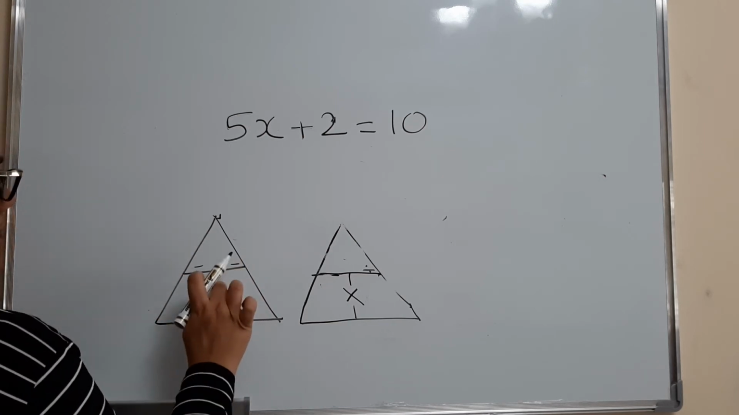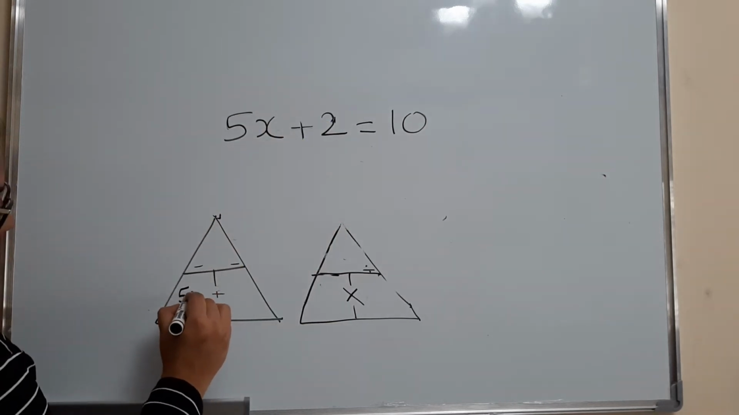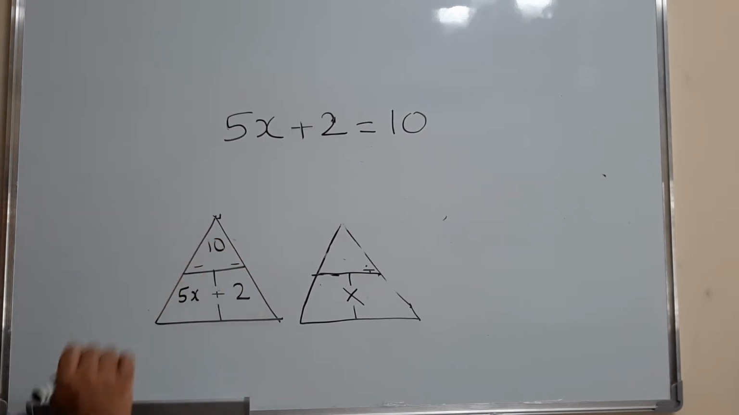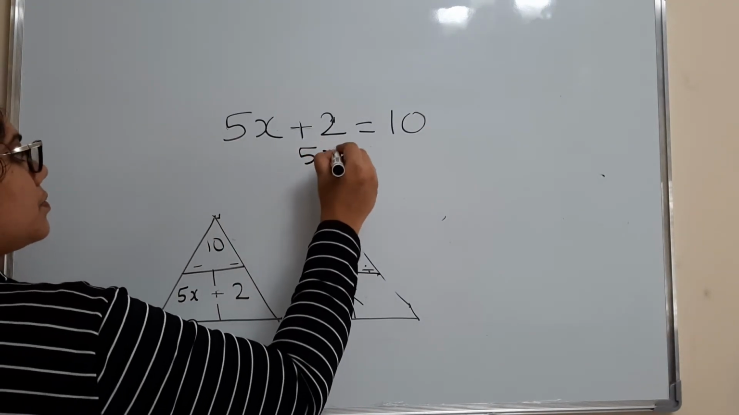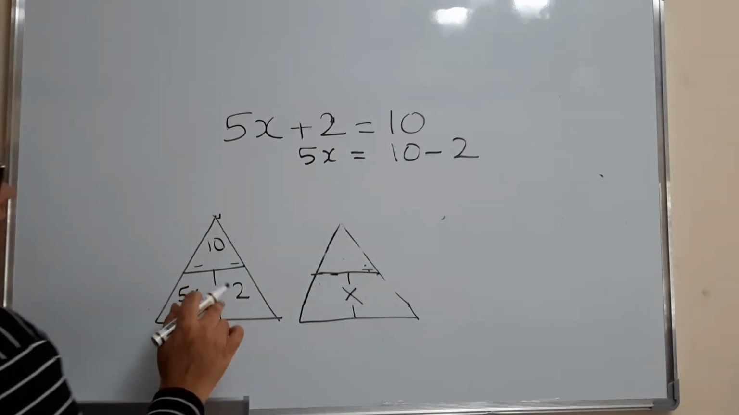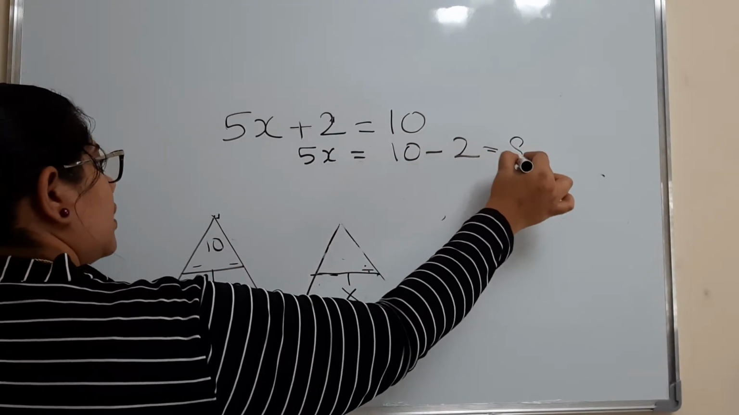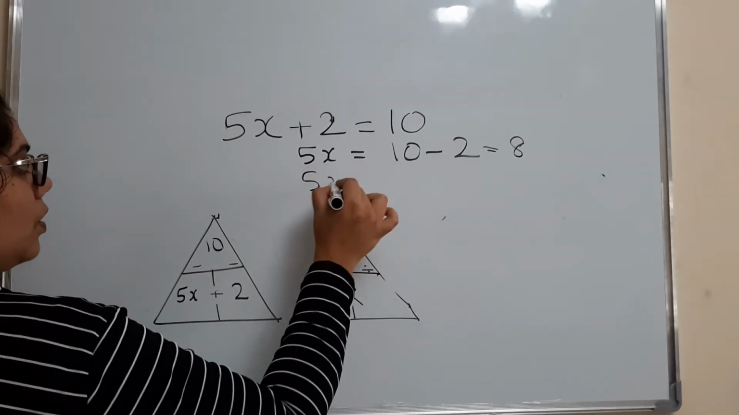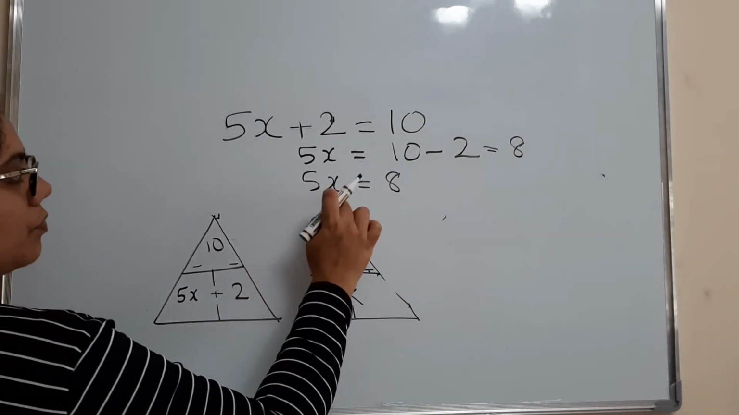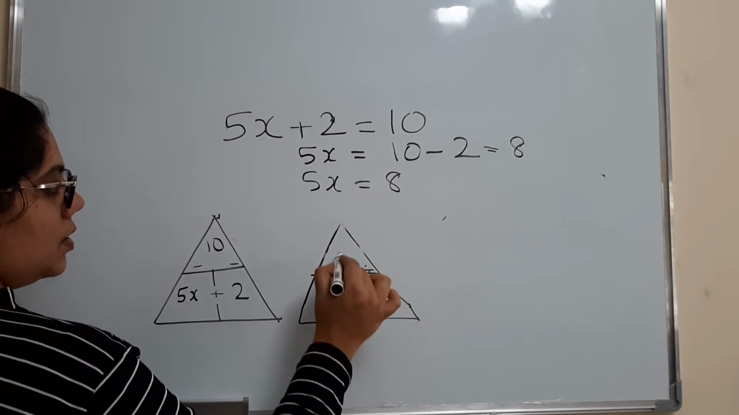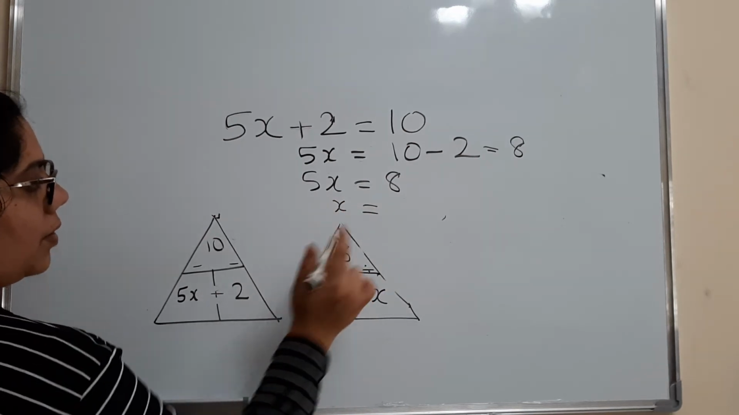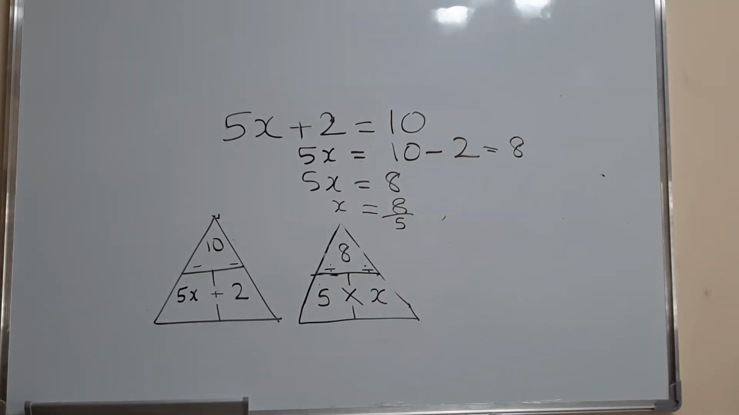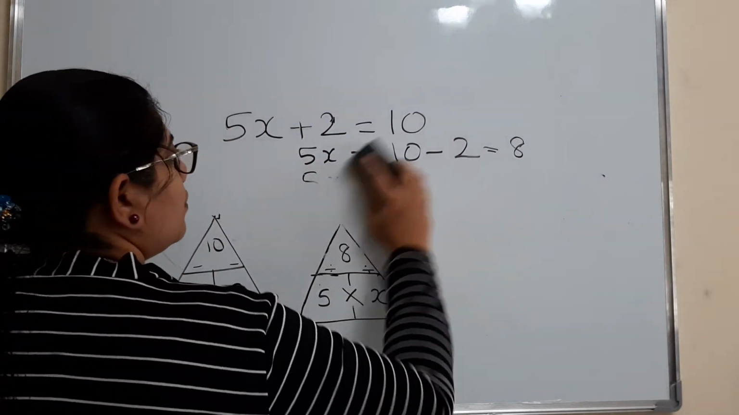Addition, subtraction. Okay, so 5x plus 2 equal to 10. So first step is what? 5x equal to 10 minus 2. So 5x equal to 10 minus 2. That is 8, right? So that is equal to 8. Then next step is 5x equals 8, right? So that 8 we can write here. So 5 into x is equal to 8. Here what you want to do? X is equal to 8 divided by 5. So like this you draw 2 triangles and you can do it easily. No need of confusion, these linear equations.